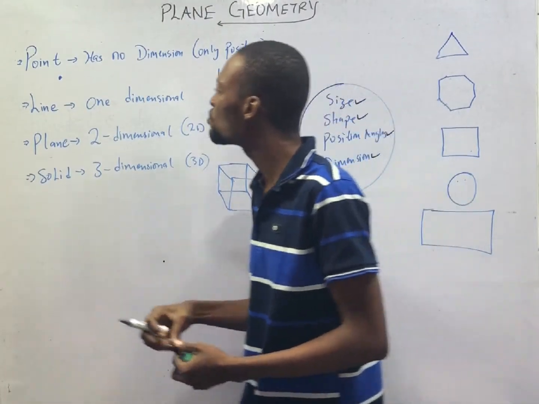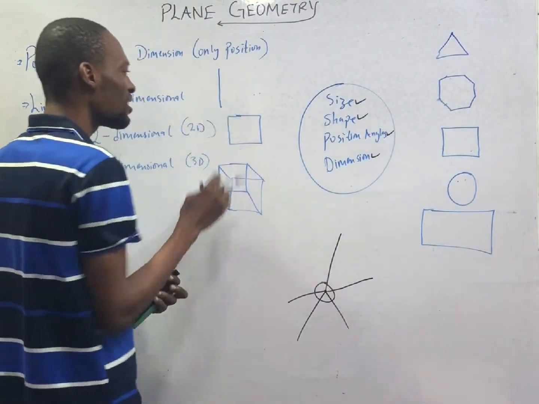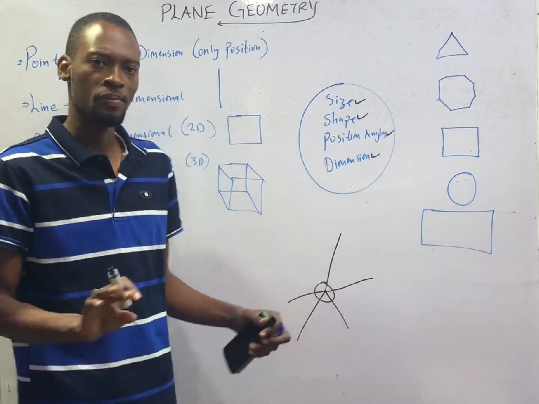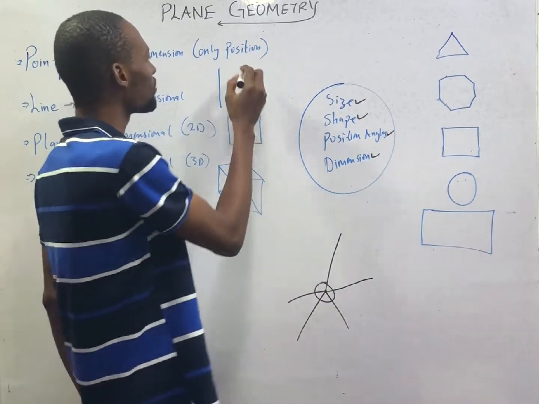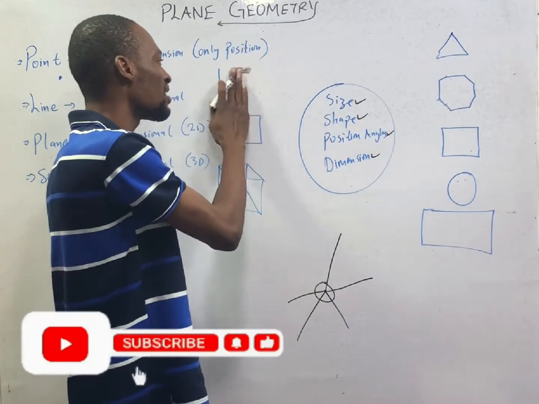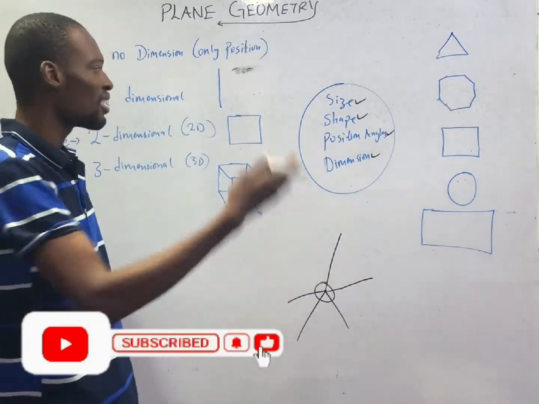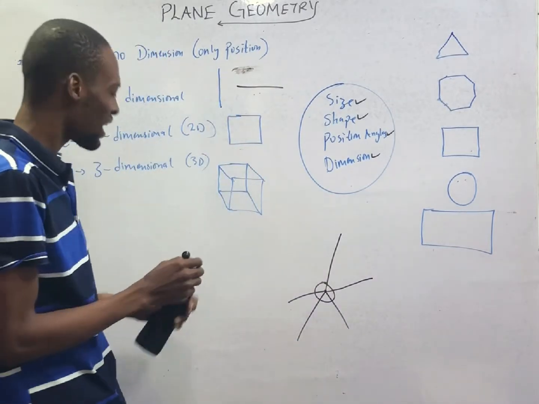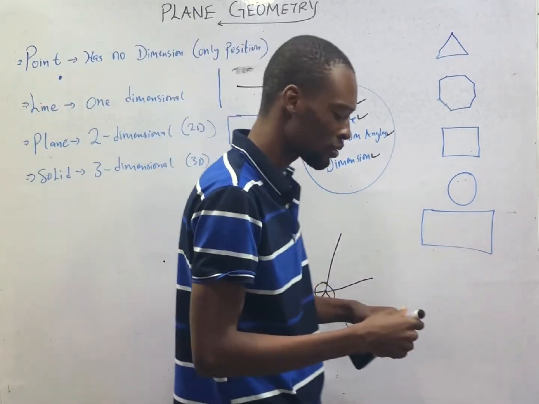Then from position, you move to line. When you draw something like this, you are drawing a line. And lines are one dimensional. In dimensions, you can talk about x axis or y axis, just a single axis, either like this or like this. These are lines. They have one dimension.